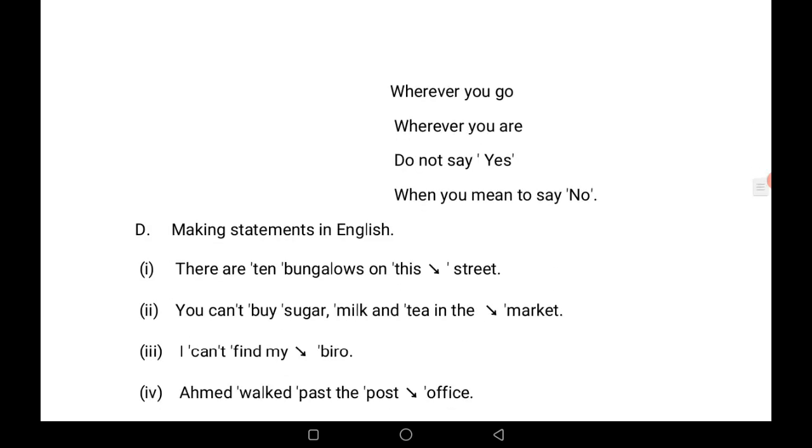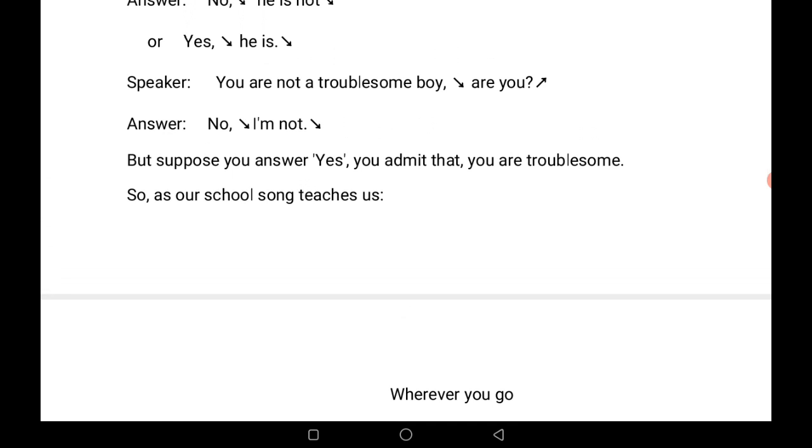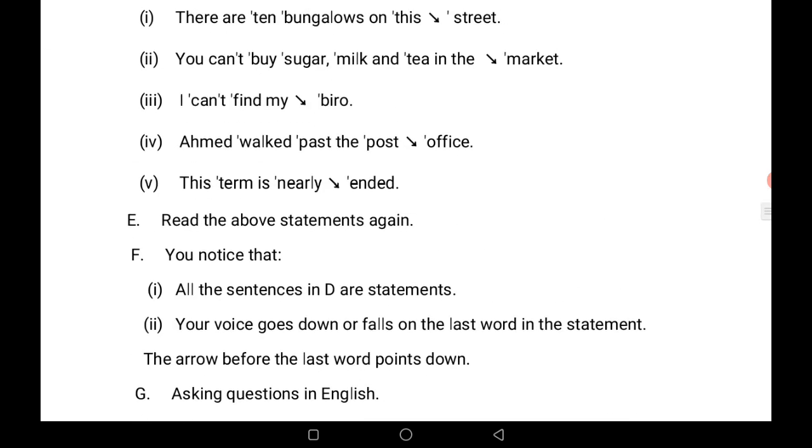I went further to let you know that when you have a negative statement and you want to answer, do not say yes when you mean to say no. For instance, if somebody says, were you not in school yesterday? If you are in school, you say, yes, I am, or no, I'm not. So do not say yes when you mean to say no. Finally, I made you understand that all statements are usually with falling tune, be it negative or positive statements. However, their question tag usually has a rising tune.